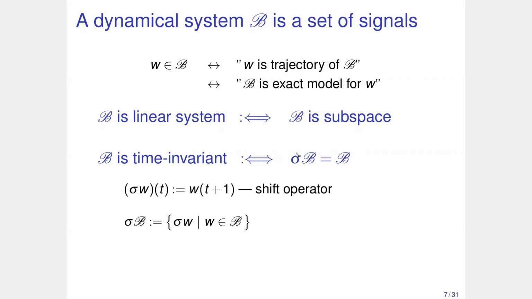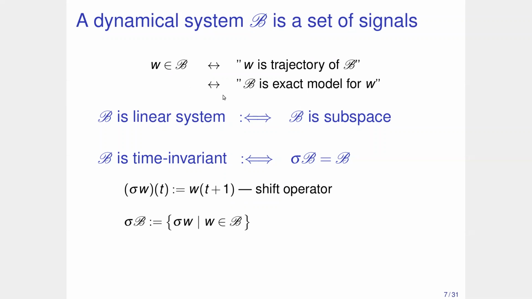So the methodology is strongly based on what is known as the behavioral approach in system theory, which views the dynamical system as a set. This is very different from the classical input-output point of view. It's in many ways more general, and it allows us in particular to use this very concise set theoretic notation, w belongs to B, which we can in words interpret as the signal w is a trajectory of the system B. Or if you view it from a system identification perspective, the same statement means that the model B is exact for the data w.